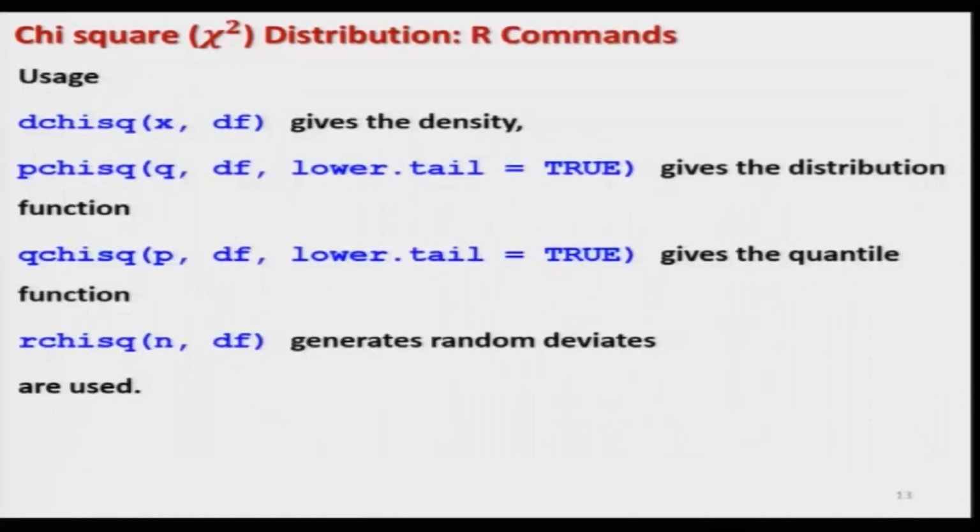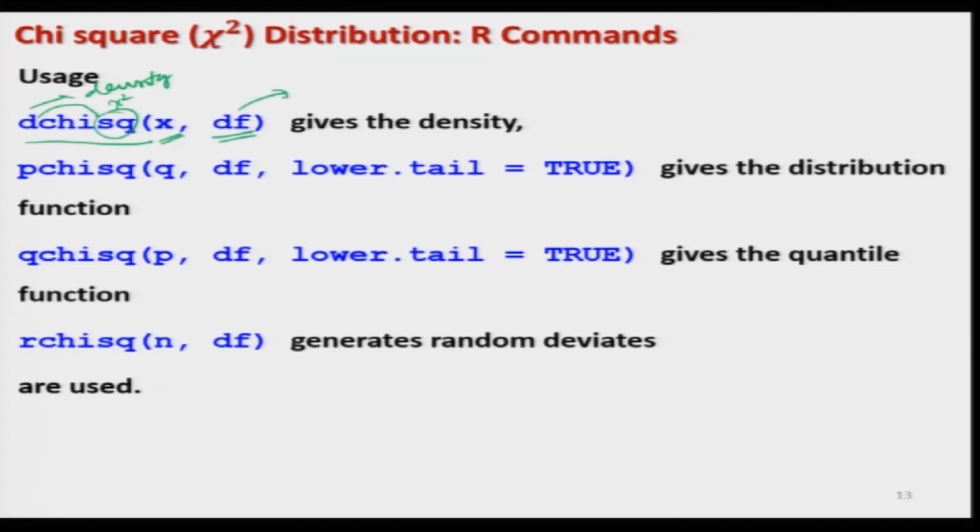Now, I will show you how you can use it in the R software. That is very simple. If you want to compute the density, you have to use the command dchisq. So, d for density, chi for chi-square, like this. You simply have to give the value x and the degrees of freedom.